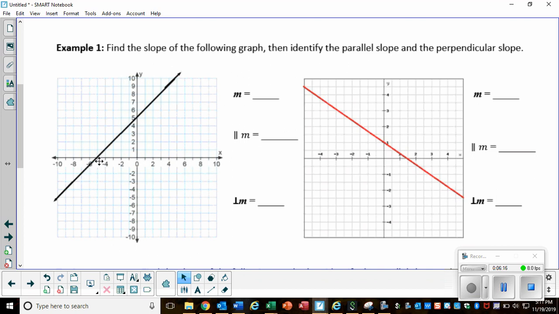So it's clearly crossing the x-axis here, and it's also crossing the y-axis here. So I just plot those 2 points. That way it gives me a visual of where I can see them. Okay? And then I'm going to count the distance.